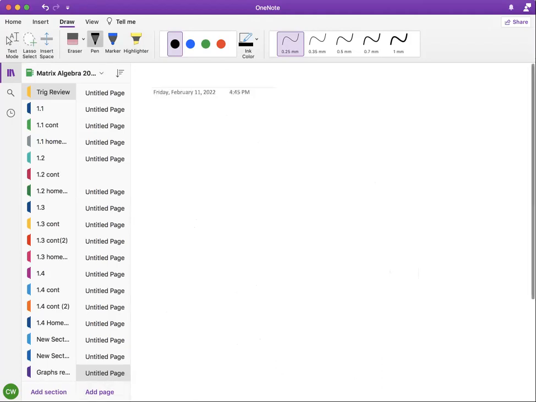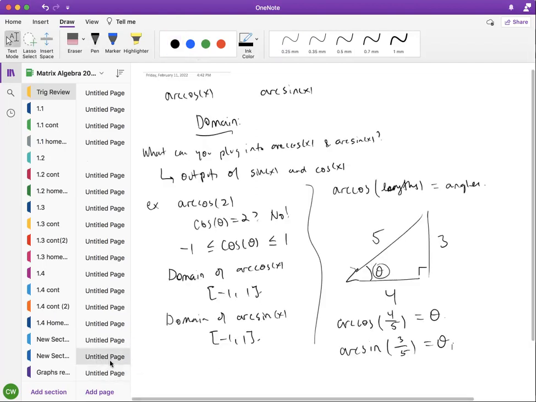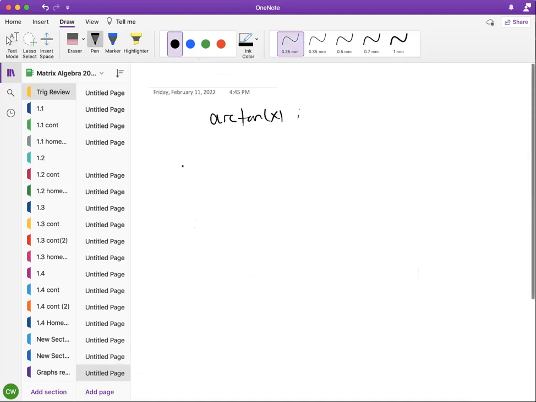So I think the more interesting arc function is arctangent. Notice with arc sine and cosine, the domains are kind of boring, right? It's only -1 to 1. However, that's not true for tangent. Tangent has a nicer range.